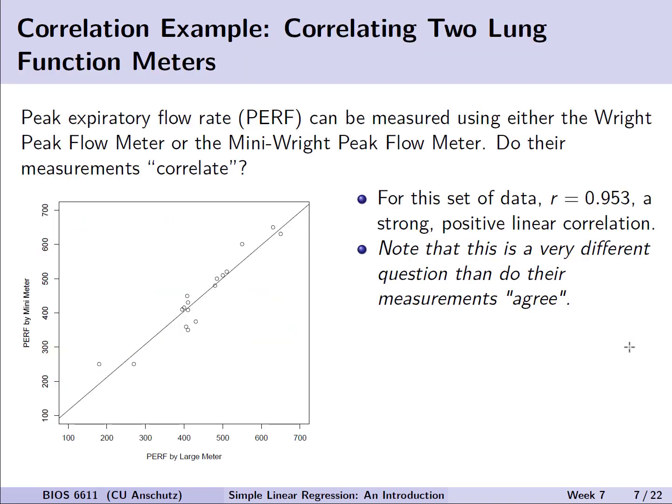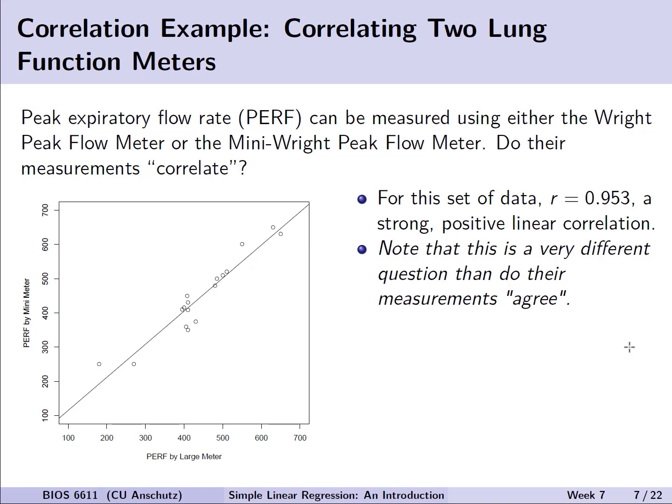So let's look at just a very quick, simple example of correlating 2 lung function meters. We have peak expiratory flow rate, or PEFR, which can be measured using either the Wright peak flow meter or a mini Wright peak flow meter. So we might ask ourselves the question, in a hypothetical situation, do their measurements correlate if I had individuals take a measurement on both?